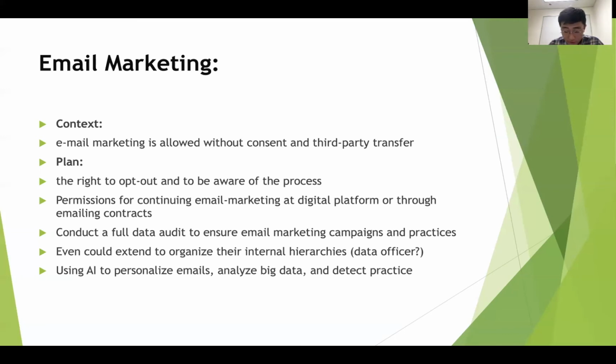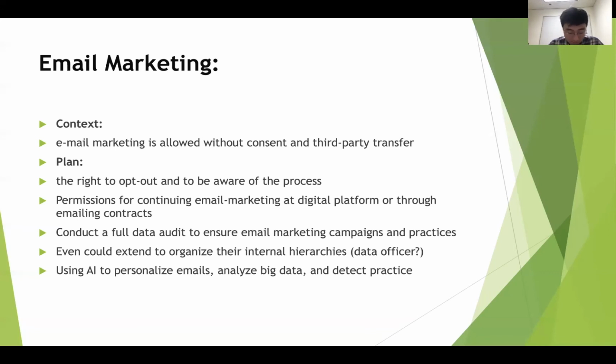When the regulation was implemented in May 2018, it required firms to ask permission to continue email marketing practice if firms do not have the customer's consent. Therefore, firms can send an agreement to customers through email or let them click an agreement button on a digital platform.